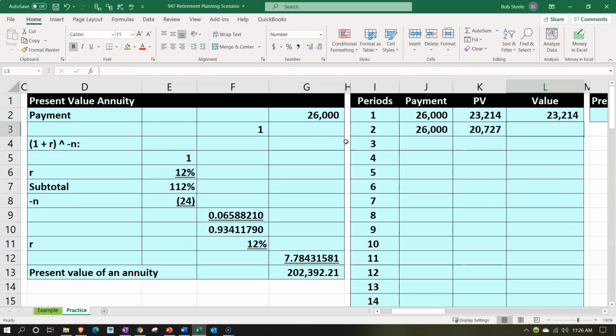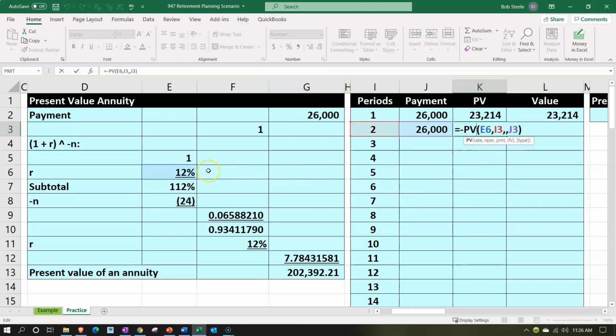So now we have the prior balance, 23,214, plus the new balance here for the present value, and we're going to continue that on down for the 24 time periods, and after doing so, we should once again get to that 202,392.21. This could give us a better idea of what's going on with this actual annuity. So to do that first, however, I'm going to double click on this present value.